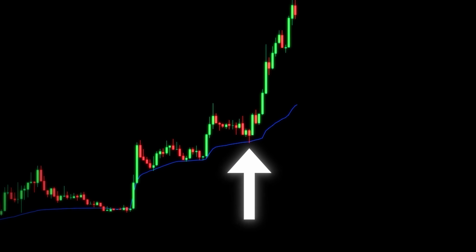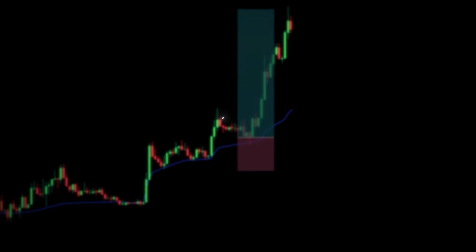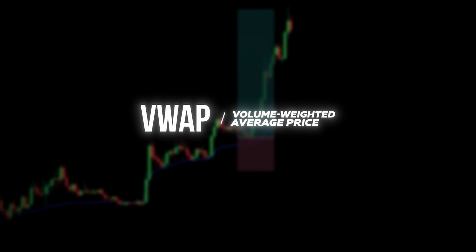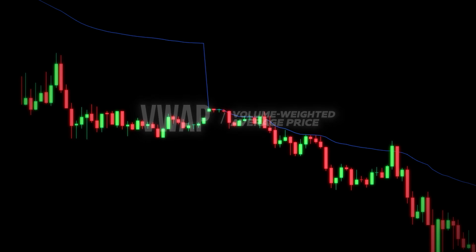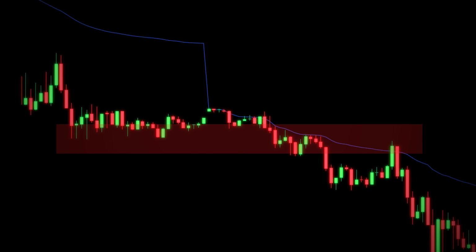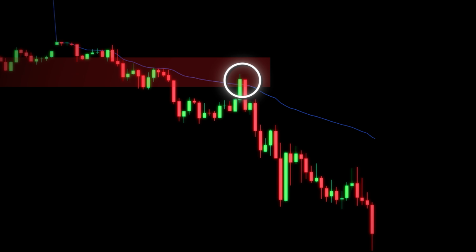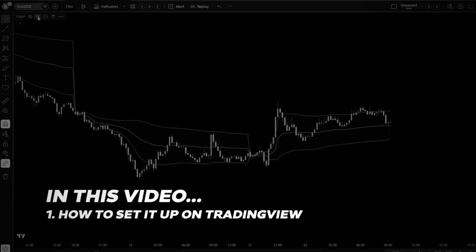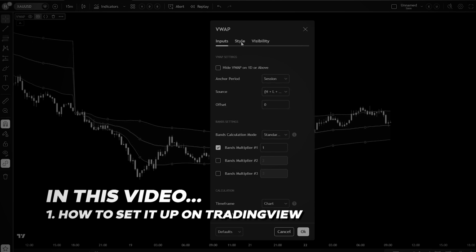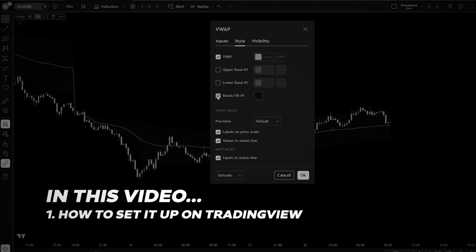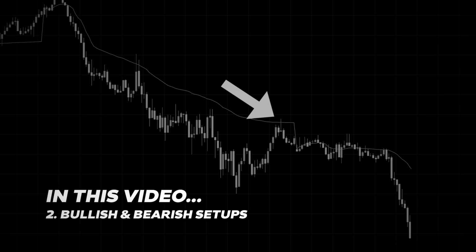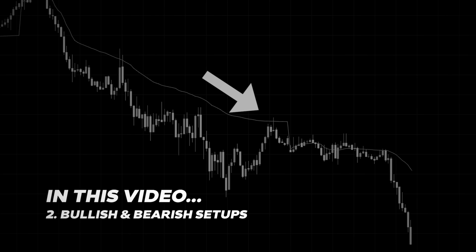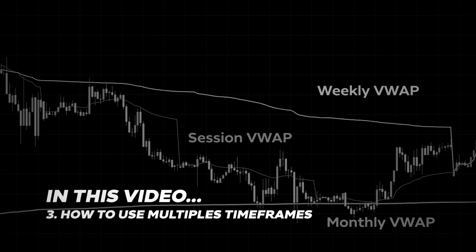Today, I'm going to show you one of the most powerful tools that institutions actually use every single day. When you combine VWAP with basic support and resistance, it becomes an absolute game changer for finding high probability entries. In this video, I'm breaking down exactly what VWAP is, how to set it up cleanly in TradingView, the simple rules for bullish and bearish setups, and how to use multiple timeframes for even stronger confluence.